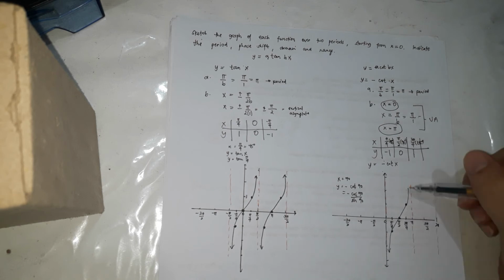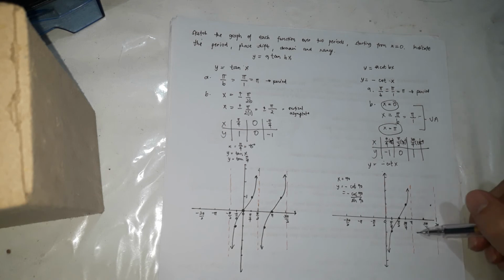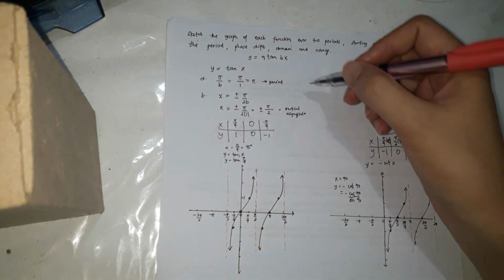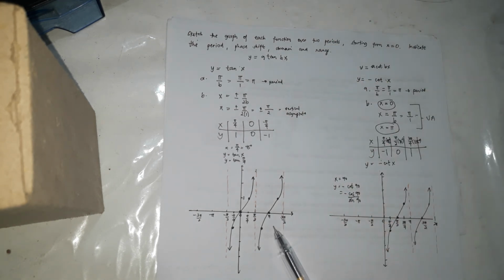Plot the points, the same process. So this is the process. How about its domain and range? We know the period is pi. The phase shift is 0 because these are the original functions. The domain and range are quite easy.